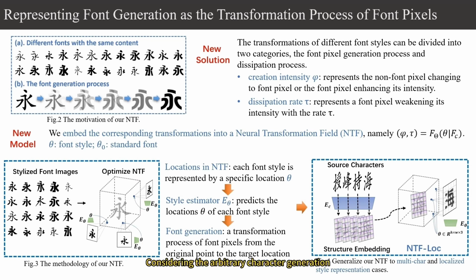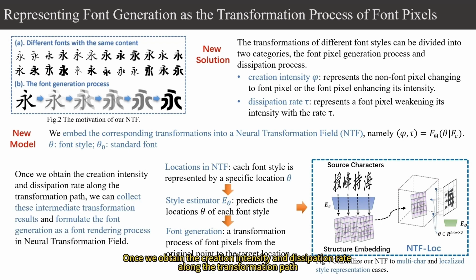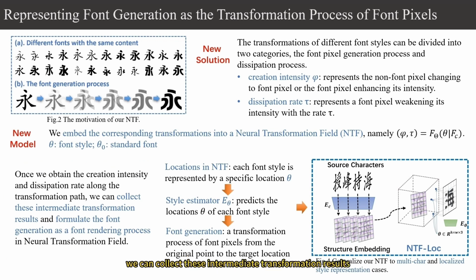Considering the arbitrary character generation and the fine-grained structure variations in font style, we further generalize our NTF in Figure 4 by introducing the structure embedding and localized style locations. Once we obtain the creation intensity and dissipation rate along the transformation path, we can collect these intermediate transformation results and formulate the font generation as a font rendering process in neural transformation field.